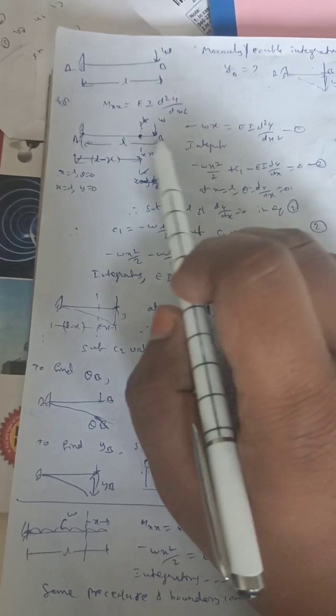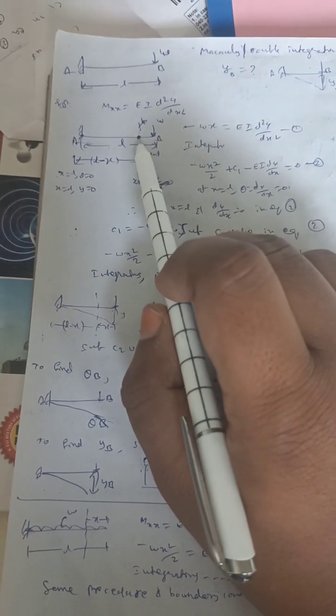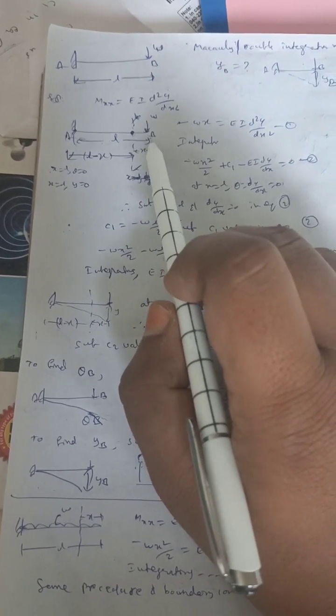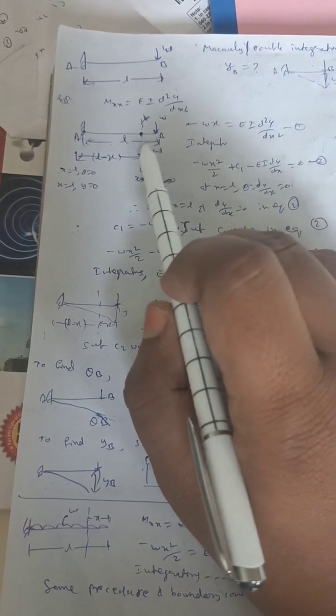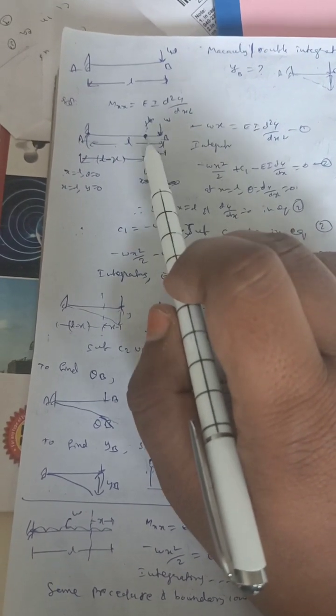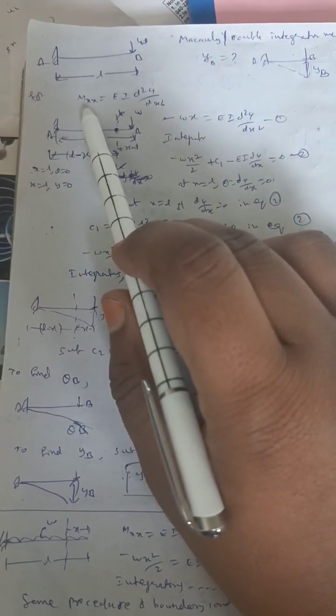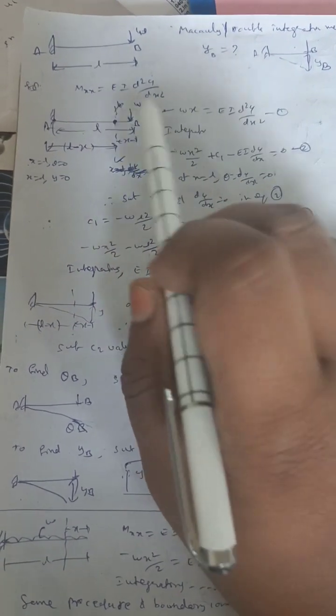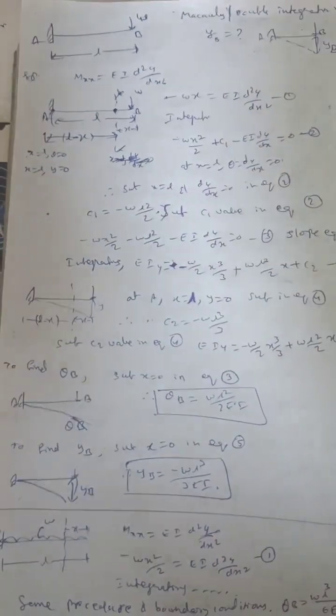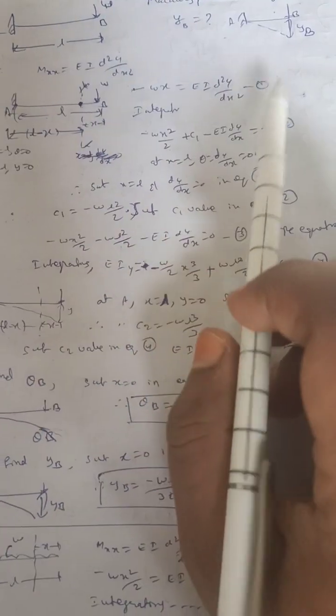Left side I can take, right side I can take. I am taking right side. So right side W, force into perpendicular distance, W into perpendicular distance x. Right side clockwise is minus, therefore minus Wx. So in the place of Mxx I have substituted minus Wx equal to EI d square y by dx square. Let this equation be equation number 1.